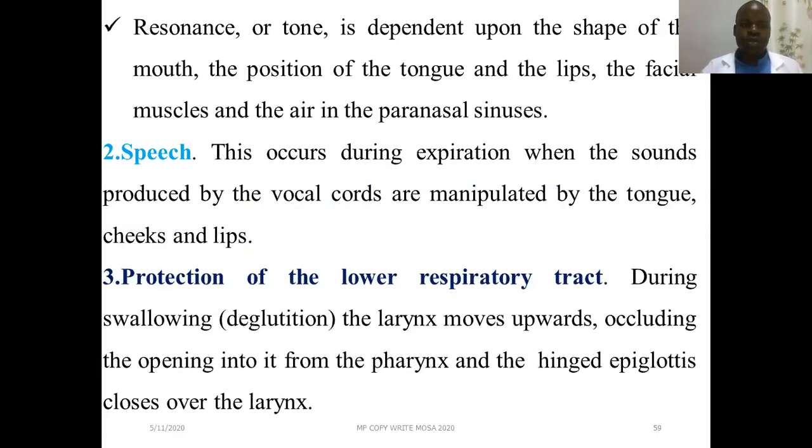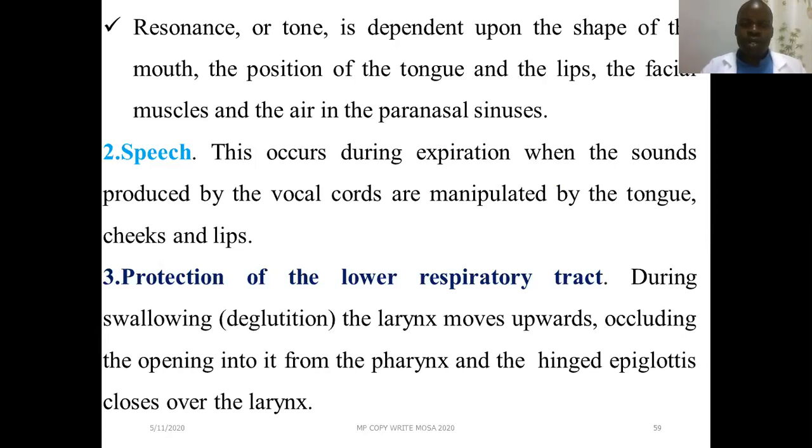Also speech. This occurs during expiration when the sounds produced by the vocal cords are manipulated by the tongue, cheeks, and the lips. So the speech that comes out from someone when he's speaking depends on the manipulation of the tongue, the cheeks and the lips. These three things contribute to how the speech is going to sound.